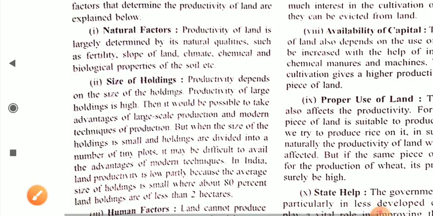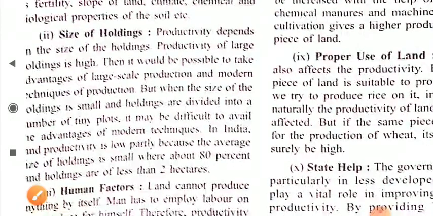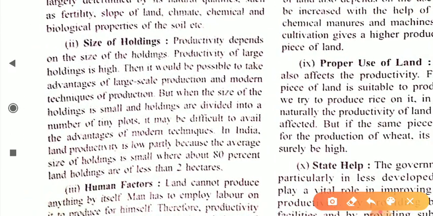Size of holdings also determines the productivity. Productivity depends on the size of holdings. Productivity of large holdings is high, as it would be possible to take advantage of large scale production and modern techniques of production. But when the size of the holdings is small and holdings are divided into a number of tiny plots, it may be difficult to avail the advantage of modern technology.